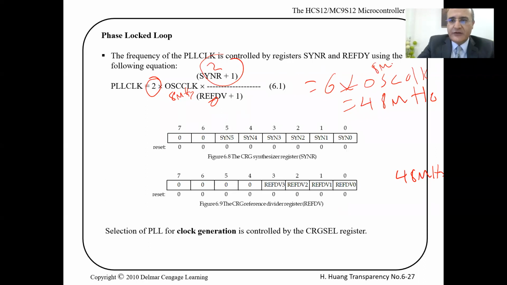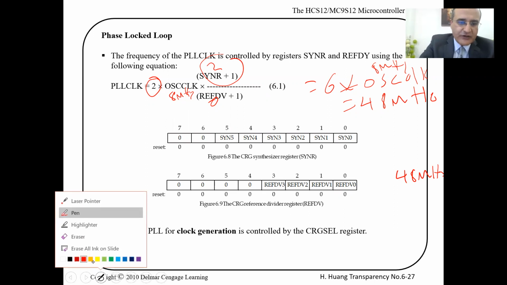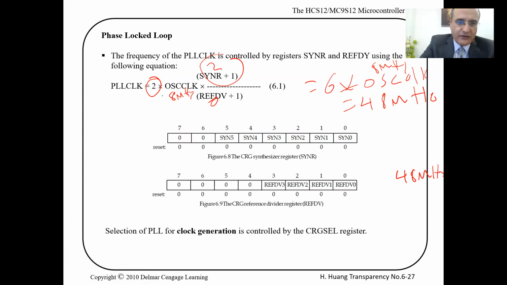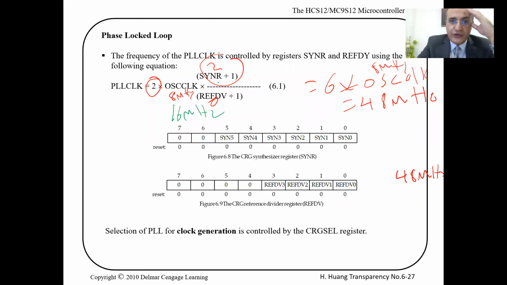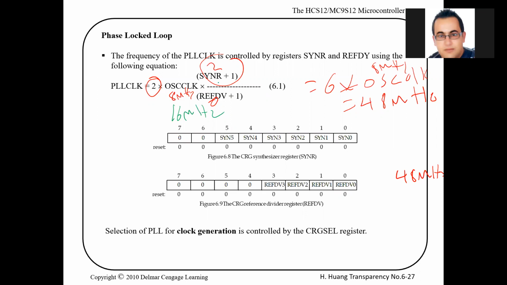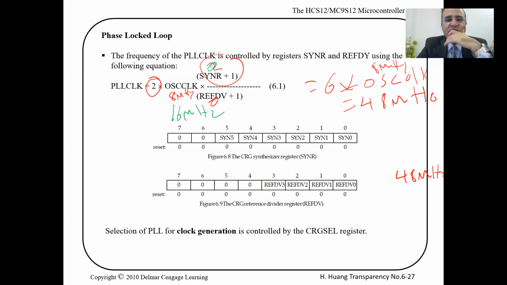That was for 8 megahertz. Okay, if you had a 16 megahertz, you need to multiply by half the value, right? By 3. Doctor, we put them 0 0, so it becomes 2 times 8, 16. 0 0 means 1 over 1, 2 times 8, 16. No, we already have 16, we want to make it 48.